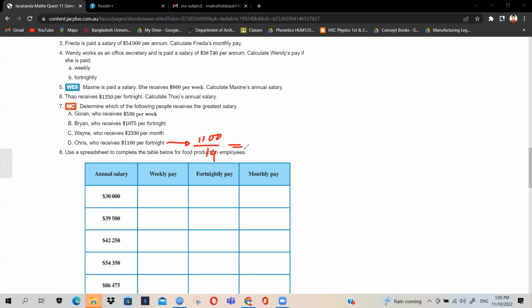Your question setter should give you marks whatever you do. It's 78.57 for Chris. For Wayne, it will be 2330 upon 30, which equals 77.67. Now, what will you say? Your book has done it in this way. Understand my point?